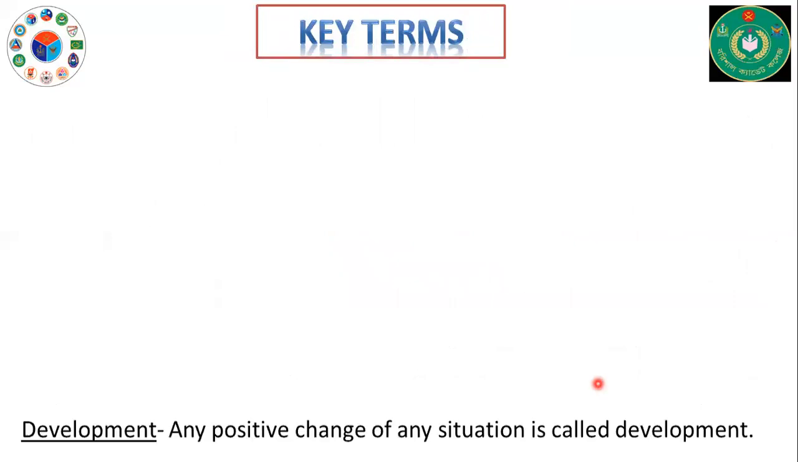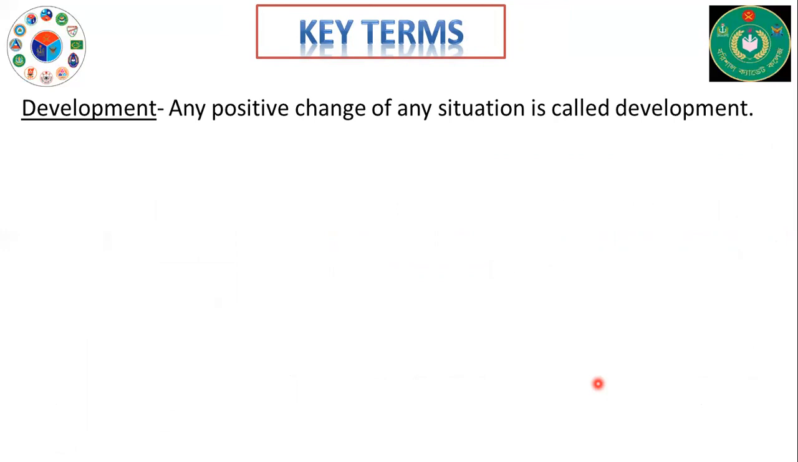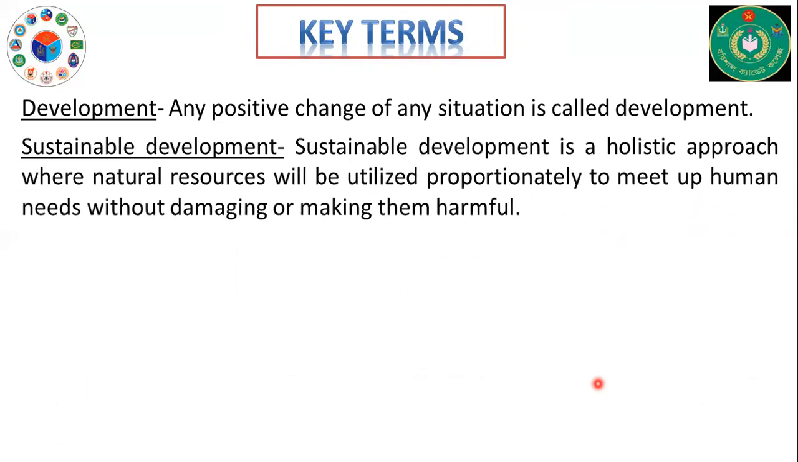There are some key terms related to today's topic. First one, development. What is development? If you want to define development, development is any positive change of any situation. That is called development. And if we want to define sustainable development, sustainable development is a holistic approach where natural resources will be utilized proportionately to meet human needs without damaging or making them harmful. Holistic approach means the total approach, the total way where the natural resources will be utilized proportionately. We must use the natural resources, but it must be ensured that they are not damaged or made harmful, and not used in excess, only to meet the human needs.